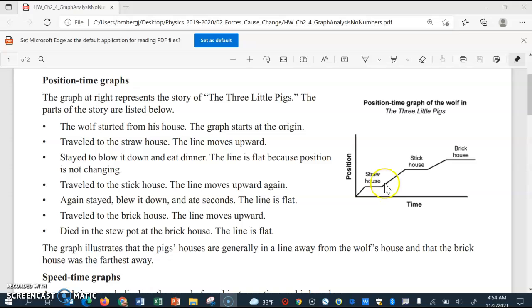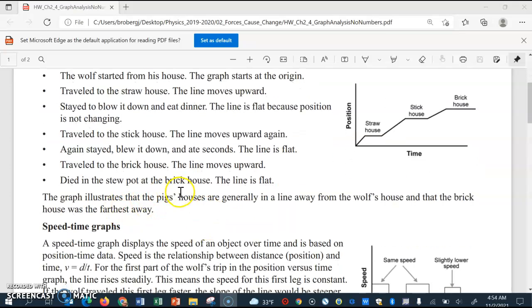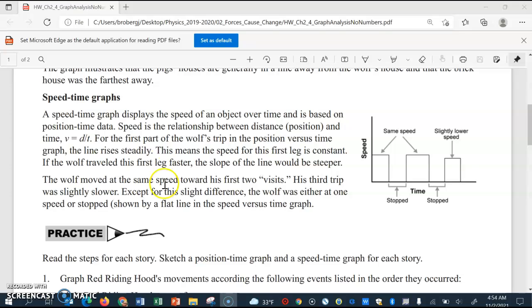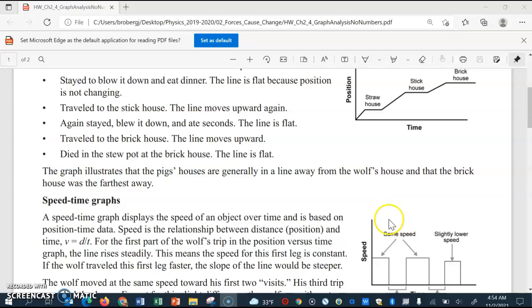Then the wolf goes to the next house, moving at a constant speed again, then stops, then goes to the next house, and then stops. That's where the story ends, because that's where he dies in a stew pot. It's good stuff. On speed versus time graphs, it looks a little different, but these tell the same story, where he walks to the first house and stops, walks to the next house and stops, and then walks to the next house and stops. The height of these graphs does tell a little bit of how the speeds go.